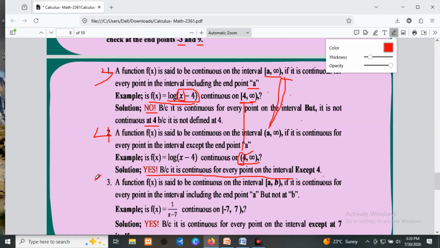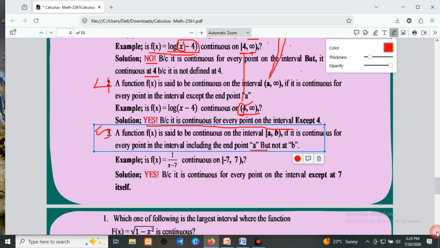Definition 5. Still, we are dealing with the definitions for checking continuity on intervals. So we have different forms of intervals. A function f of x is said to be continuous on the interval closed at a but open at b if it is continuous for every point in the interval, including the endpoint a, but not at b. We don't care about b, but we must be aware of a. So let's check an example which satisfies this definition.